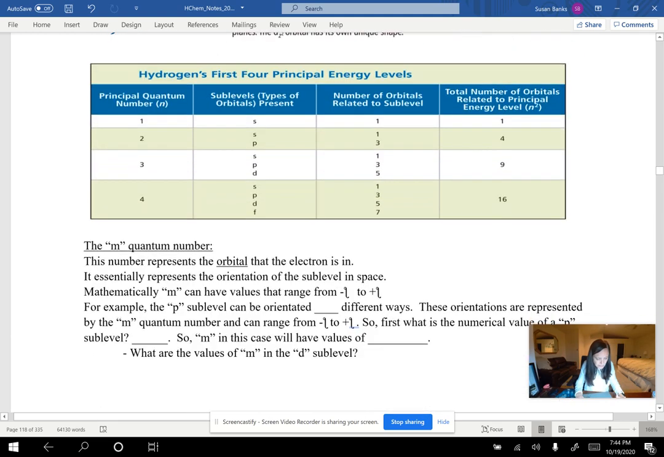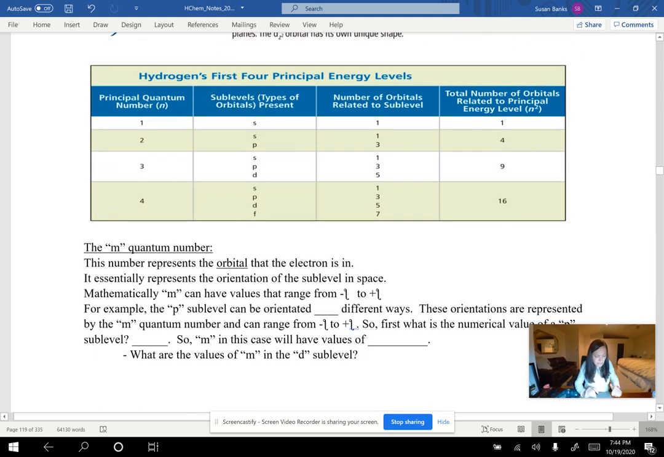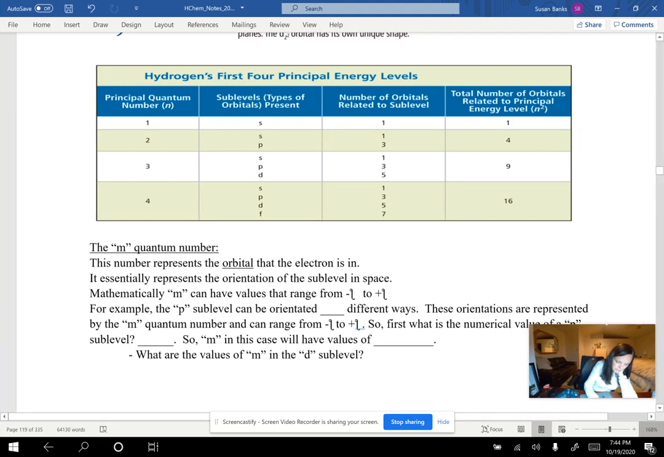Now, our m quantum number, sometimes this is called m sub L.